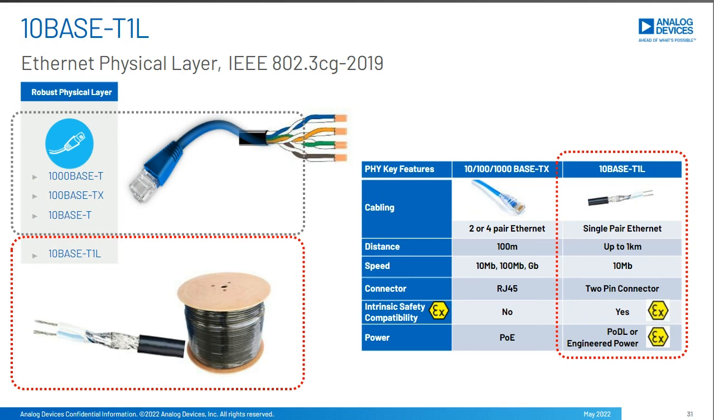a factory. Now, comparing 10BASE-T1L to traditional Ethernet, traditional Ethernet uses 2 or 4 pairs of wire. 10BASE-T1L uses only 1 pair. Traditional Ethernet reaches up to 100 meters as per the standard, while 10BASE-T1L can reach up to 1 kilometer. The speeds at which traditional Ethernet transmits its data is from 10 megabit per second to gigabit per second, while 10BASE-T1L is fixed at 10 megabit per second. And a very important aspect of 10BASE-T1L is that it's compatible with intrinsic safety, which means that this can be used in zone zeros of process control, so explosive environments.